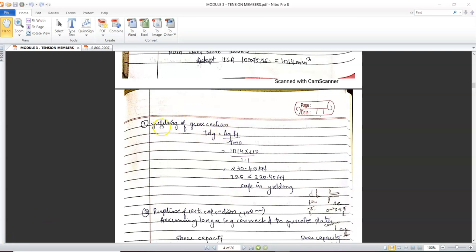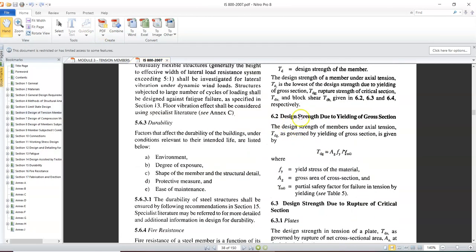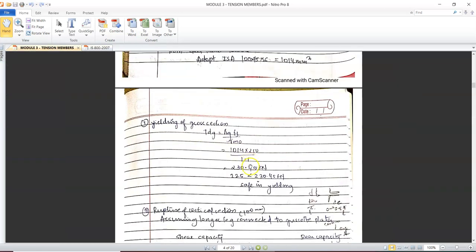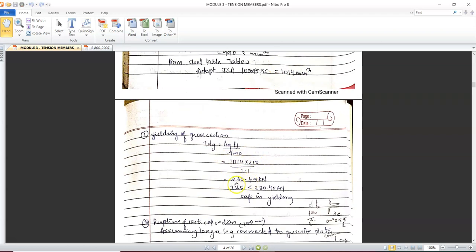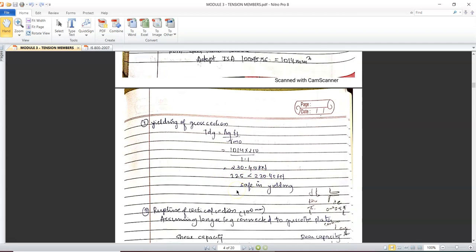That is yielding of gross section. Now looking at the formula, the design strength due to yielding of gross section, TDG, is equal to AG into Fy by gamma m naught. AG is 1014, which is taken from the steel table, into 250 divided by 1.1, which works out as 230.45 kilonewton. Now this 230 is greater than 225 kilonewton, the tensile force coming on the member. Therefore, angle is safe in yielding.